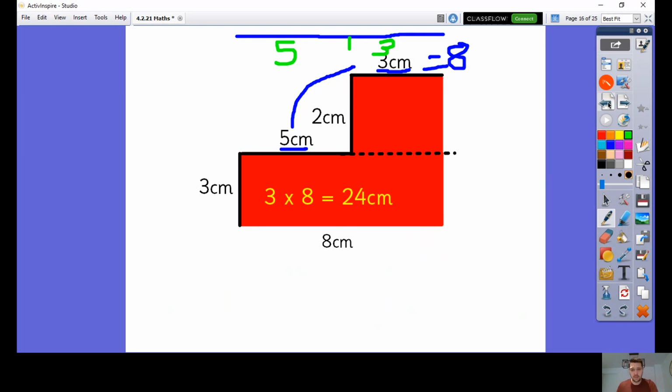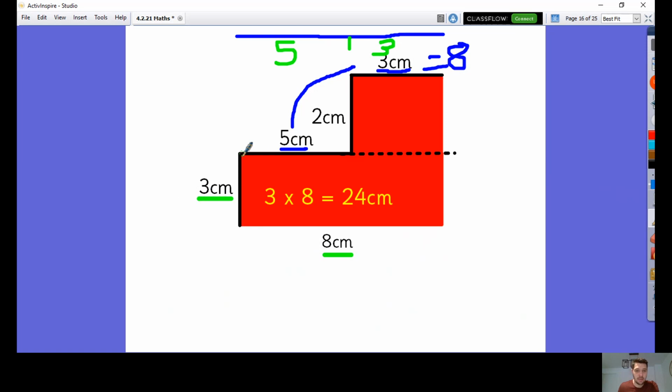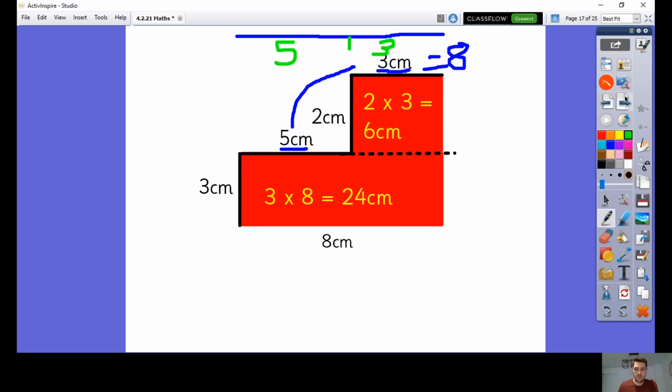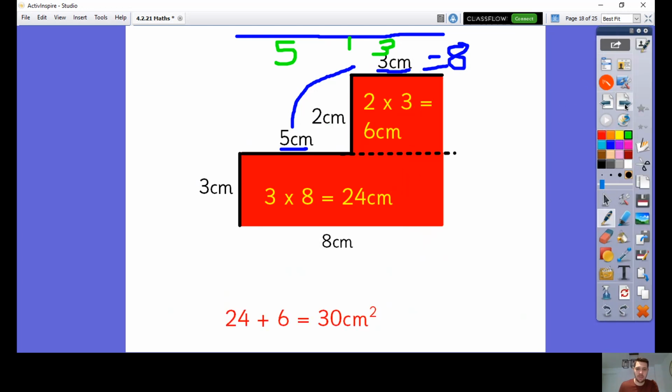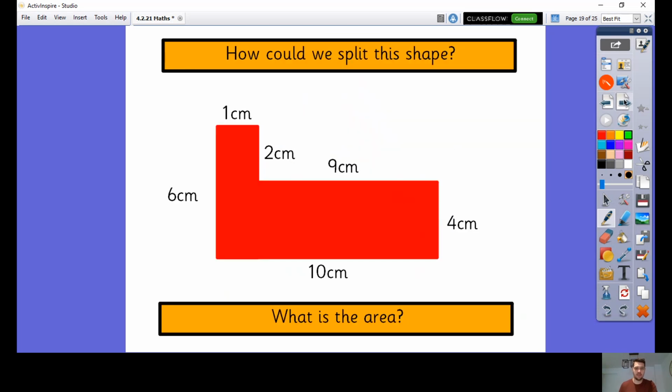Okay, what I can then do, because I know this is 8 and this is 3, my rectangle that I've divided, 3 times 8 gives me 24 centimeters squared. Moving on, I've got a height of 2 and a width of 3, so 6 centimeters squared. So overall, the area for this compound shape, once I add them up, is 30 centimeters squared.